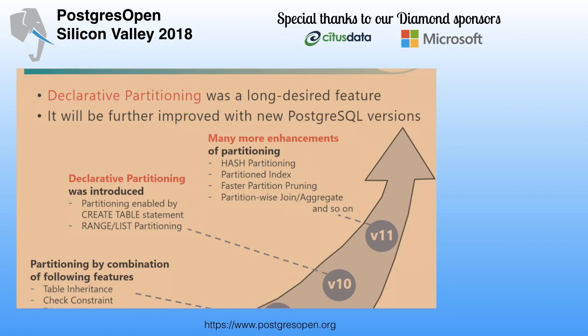Also, the performance of declarative partitioning is much improved compared to inheritance-based partitioning. Moreover, in PostgreSQL 11, partitioning is further enhanced. I cannot list all of them, but for example, hash partitioning, partitioned indexes, default partitions, update row movement, and so on. Also, faster partition pruning, partition-wise aggregate, and partition-wise join will be introduced to improve query performance on partitioning. Postgres partitioning will be further improved with new Postgres versions.